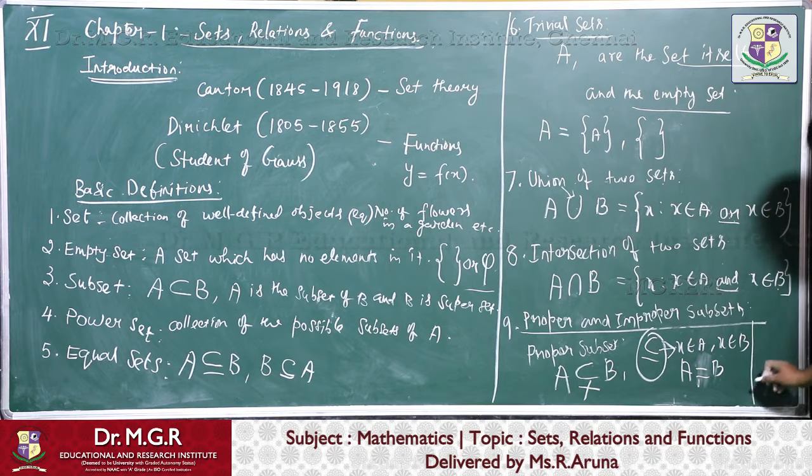Now we shall see what is an improper subset. A is the improper subset of B. The equality is allowed. It may be that both the sets are equal, or one is contained in the other.